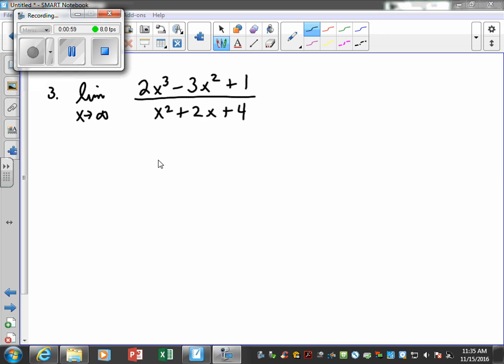Okay, here's your next example. Go ahead and write it down and divide everything through by what? What's the highest power in our denominator? X squared. So divide everything through by x squared and simplify, and then substitute.